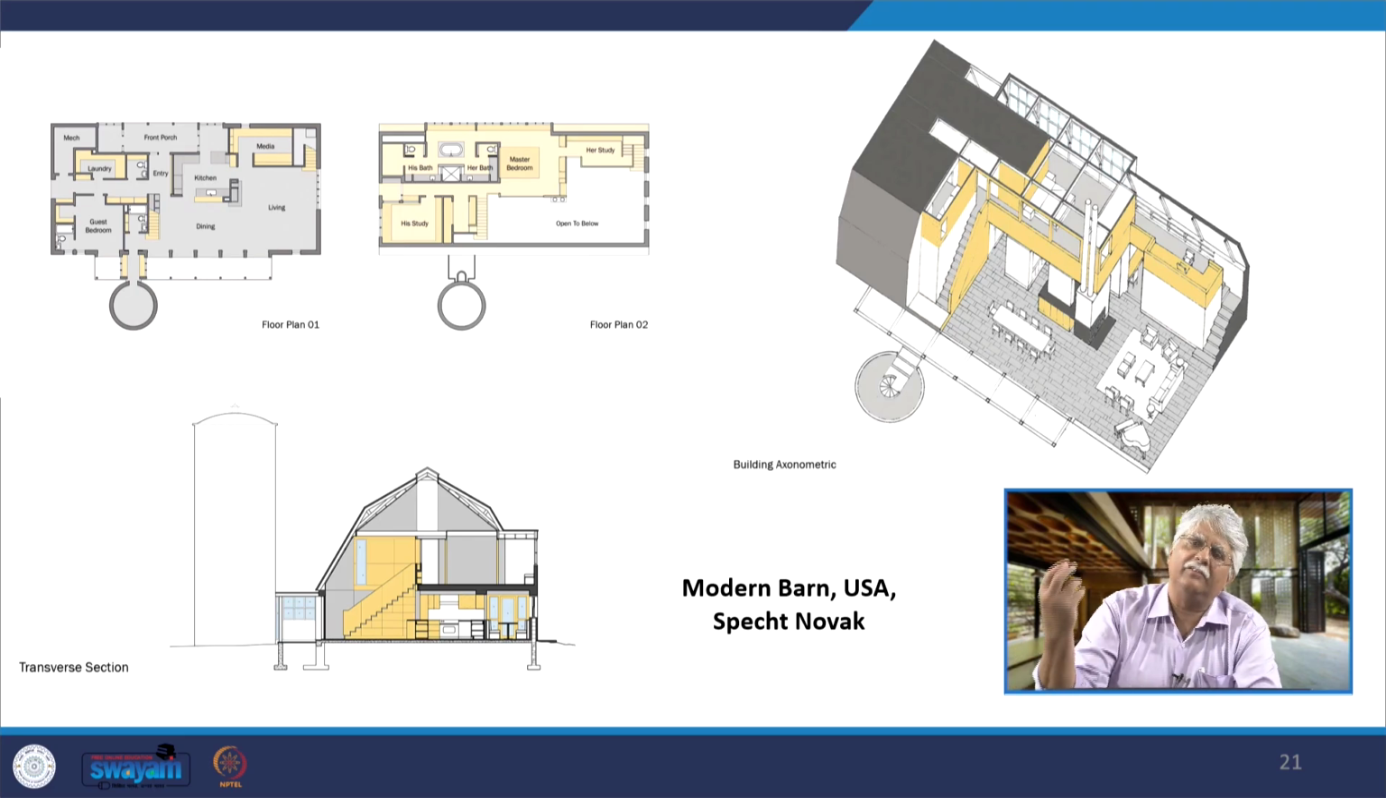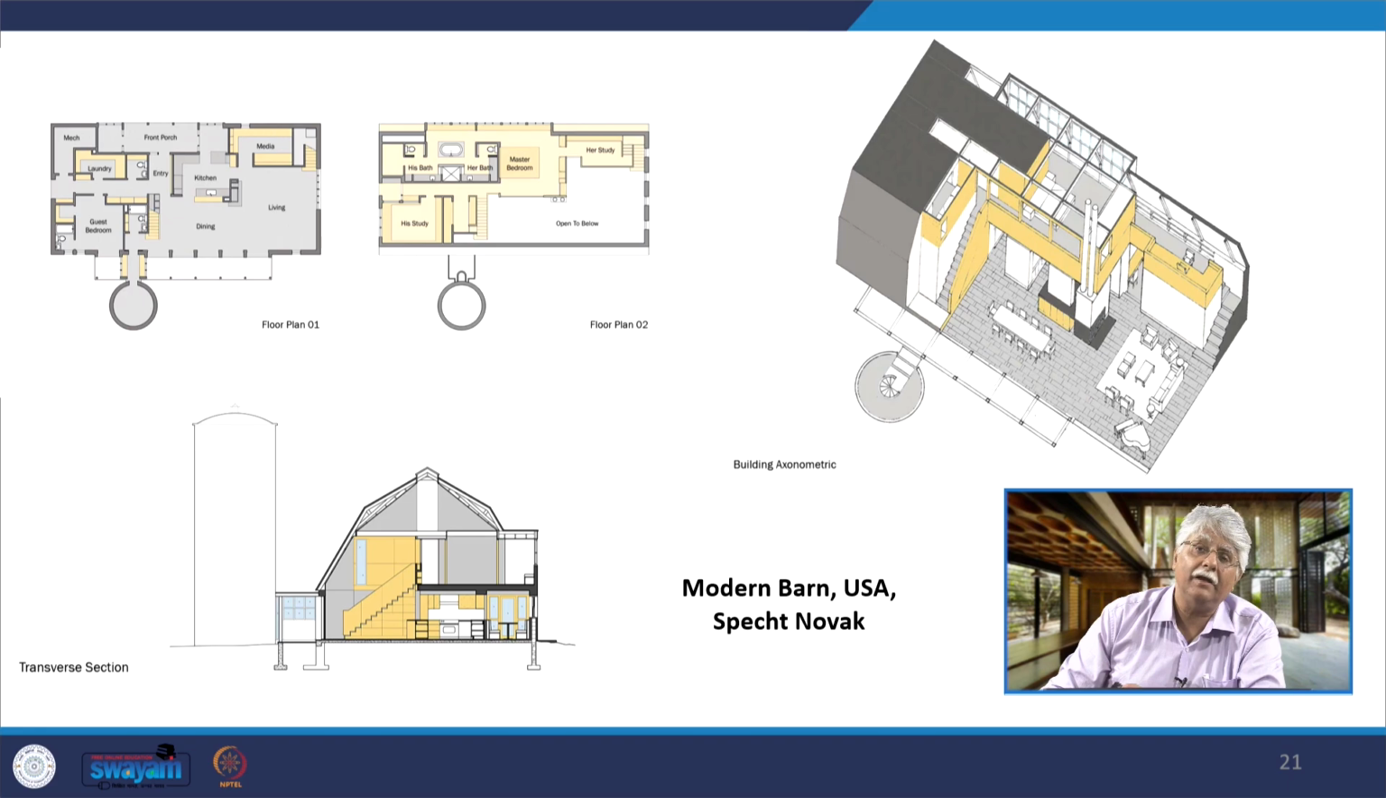A given function of a school, for example, can be converted into a co-working office space, or a given barn house, for example, here that we see here, this old barn has been converted into a modern house. It's fitting a function that is able to fit into this space.